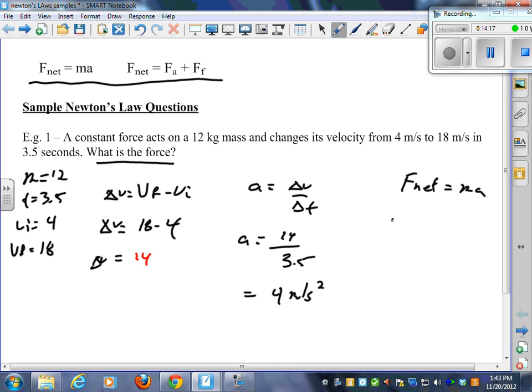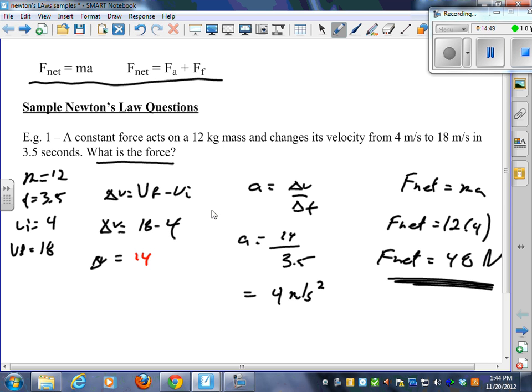And now that 4 is going to go in for A over here, and I get a net force. 12 times 4. My F net is 48 what? Newtons. So what did I ask for? The net force. Well, not exactly all the time. Is there any friction involved here? So what I'm really being asked is, what is the applied force? But because there's no friction, the applied force is equal to the net force.